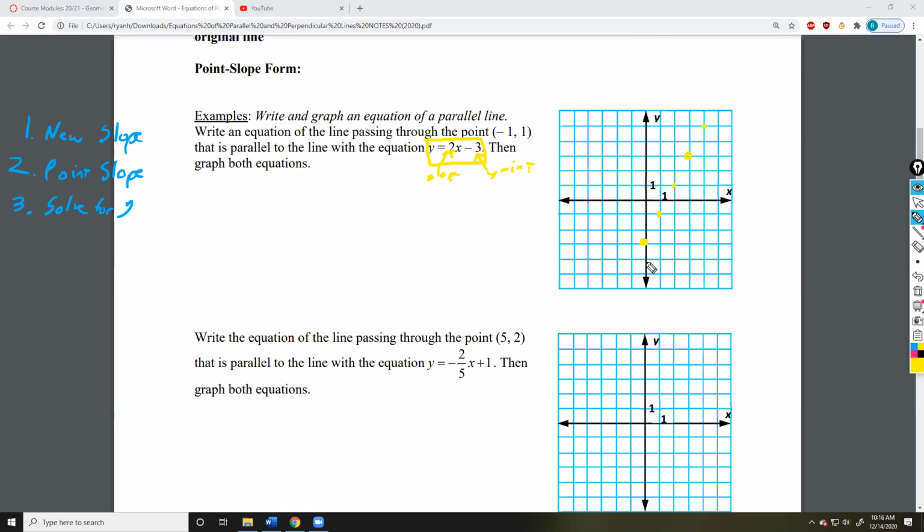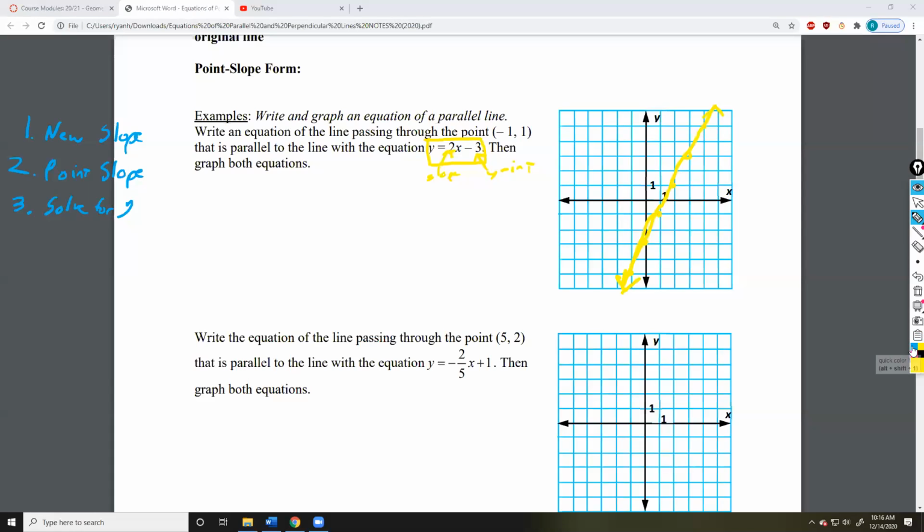Or go the other direction, down 2 and to the left 1. So our line, connecting our dots here, should look like this. Slope of 2, y-intercept of 0, negative 3. So we started at our y-intercept and then counted along our slope.